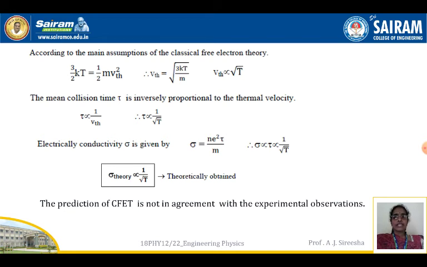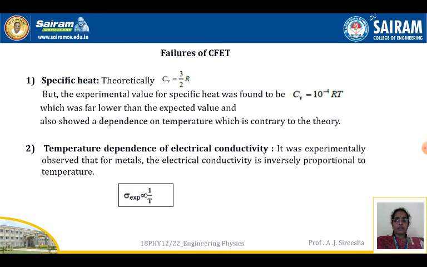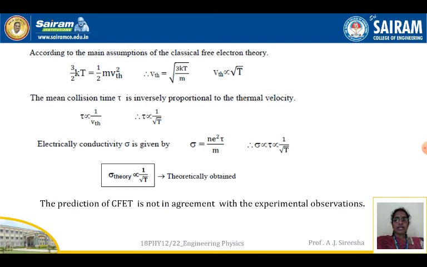Electrical conductivity sigma is given by, as we already saw before, sigma is equal to N e square tau by m. Both are in the numerator. So sigma is proportional to tau, and we know that tau is proportional to 1 by root T. Therefore, sigma theoretical is proportional to 1 by root T. This is theoretically obtained. The prediction of CFET is not in agreement with the experimental value, because we have seen in the previous slide that sigma experimental is proportional to 1 by T, but sigma theoretical is proportional to 1 by root T. There is a difference of a root, so this theory could not explain.